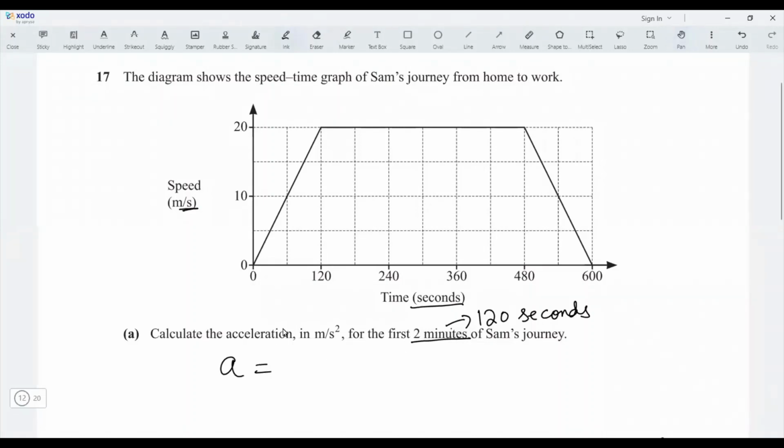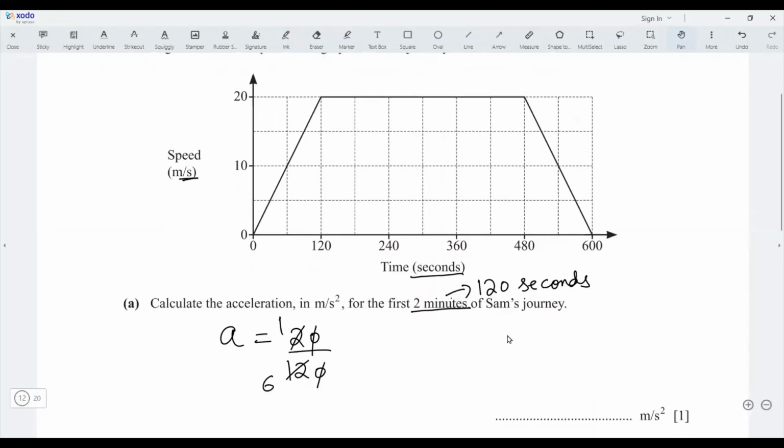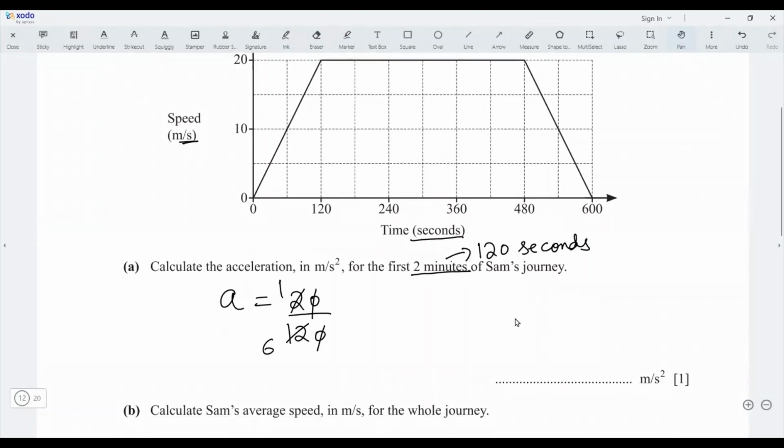So A is equals to 20 divided by 120. So cut down these two zeros, 1 and 6. Either you can write down this thing in the fraction form, or you can write down in the decimal form. Both are fine. If you want to write down in decimal form, so what will be the answer? You can check, answer will be 0.166, and it is a recurring decimal.